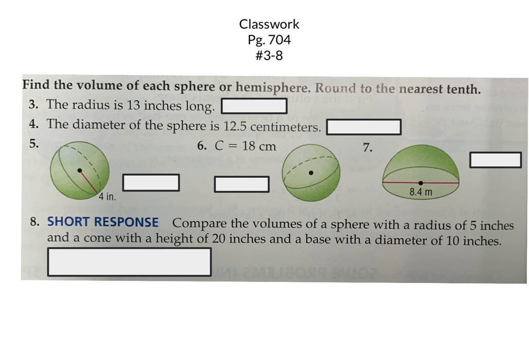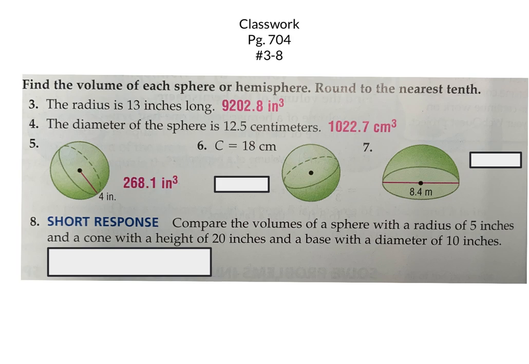Find the volume of a sphere or hemisphere. For the first one, they told us the radius is 13 inches. So you should have gotten 9,202.8 cubic inches. Diameter of 12.5, divide that in half to get your radius, then plug it in, getting 1,022.7 cubic centimeters. For number 5, they gave us the radius of 4, so 268.1. Number 6, they gave us the circumference, so you had to solve for your radius. You should have gotten 98.5. And 7 was a hemisphere with a diameter of 8.4. You should have gotten 155.2.